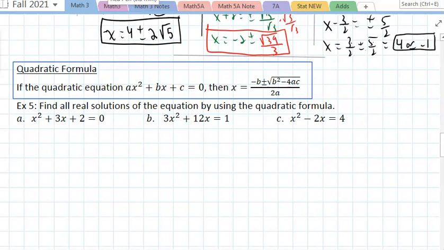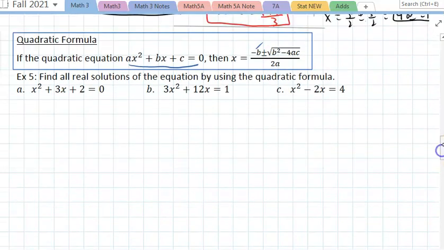And another way of solving a quadratic equation: if ax squared plus bx plus c equals 0, then x equals negative b plus or minus the square root of b squared minus 4ac all over 2a. So find all real solutions of the equation using the quadratic formula.